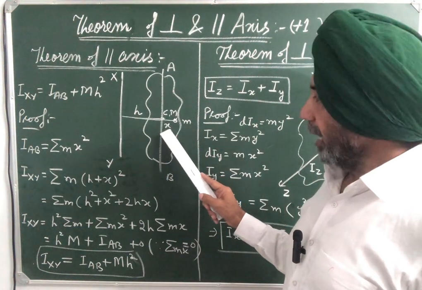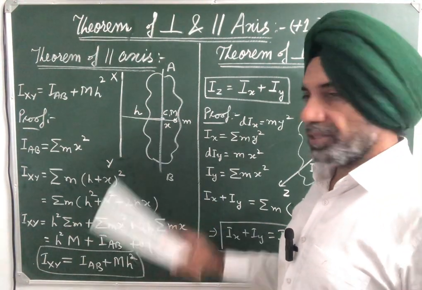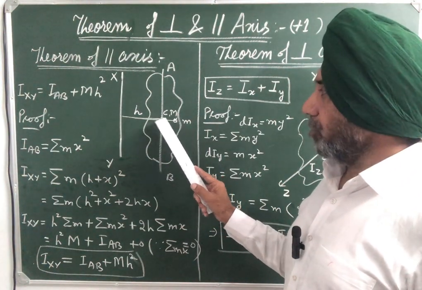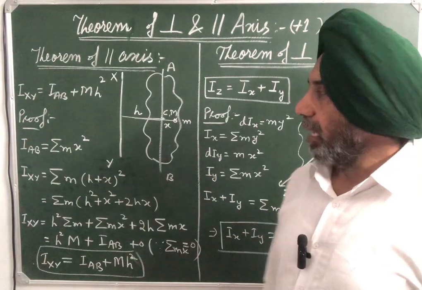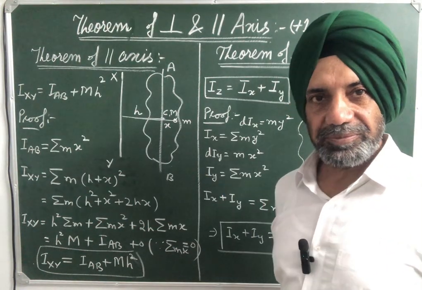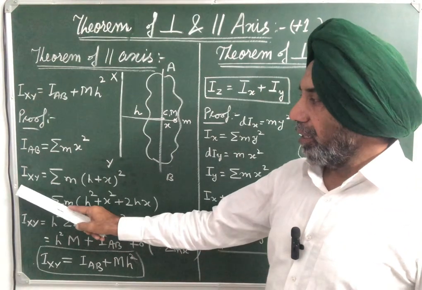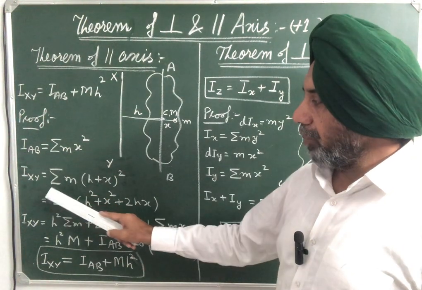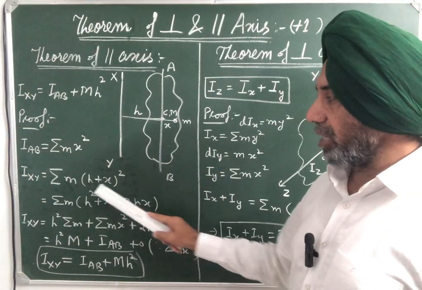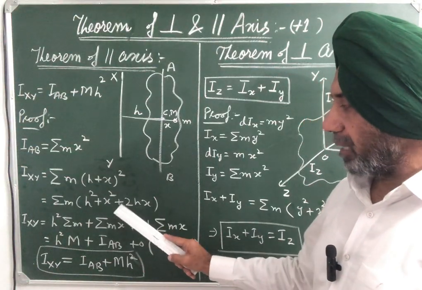Suppose a mass m at a distance x from the axis AB, or from the center of mass. Then the MI of this mass about AB will be m x square, and the total moment of inertia of the rigid body about AB will be IAB equal to summation m x square. Simple definition of moment of inertia. Similarly, IXY, that is the MI of the rigid body about axis XY, will be equal to summation m, total distance h plus x, whole square, or summation m times h square plus x square plus 2hx.